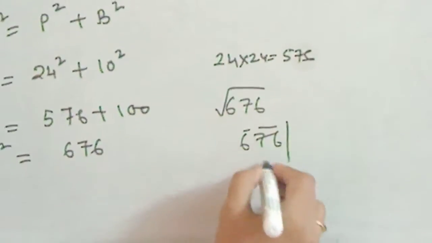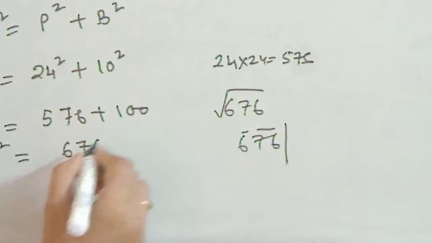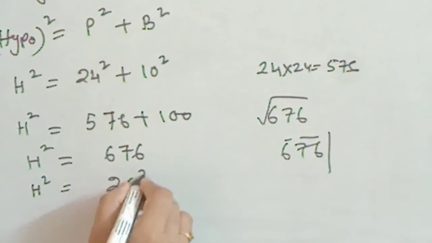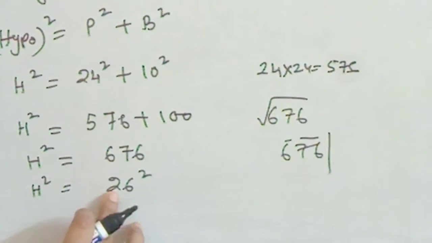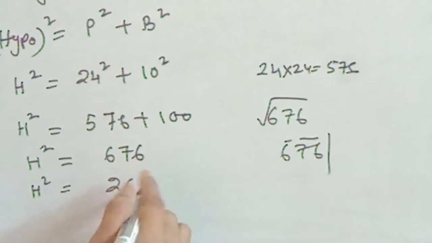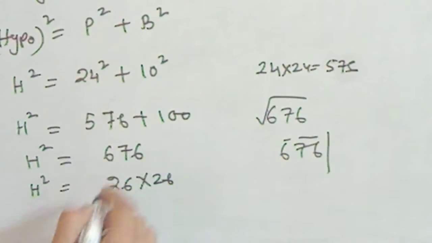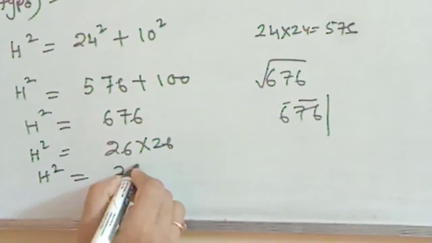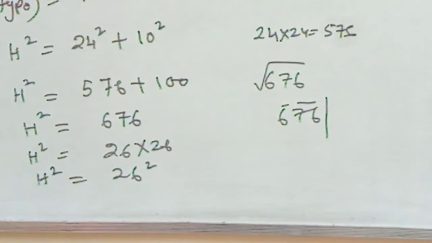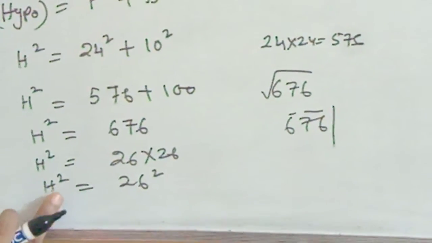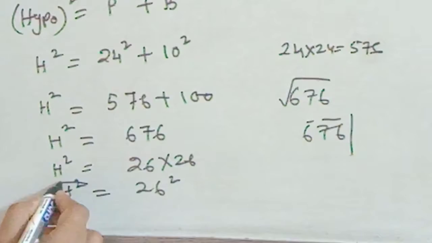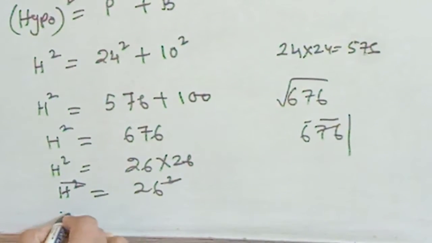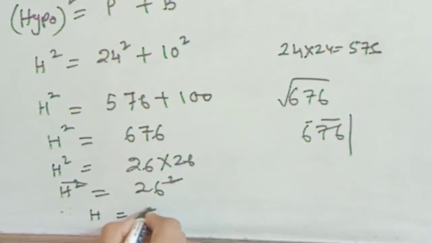If you find the square root of this number, you will get 26 square. That means 26 into 26 is equal to 676. So we can write h square is equal to 26 square. Now you need to find h only, not h square. So what you can do, this square from both sides you can remove. Then you will get, therefore h is equal to 26.